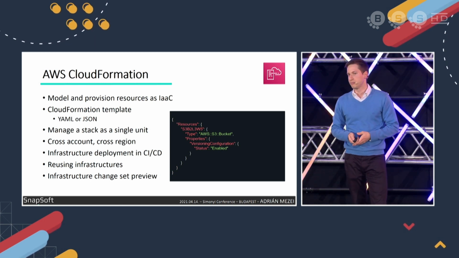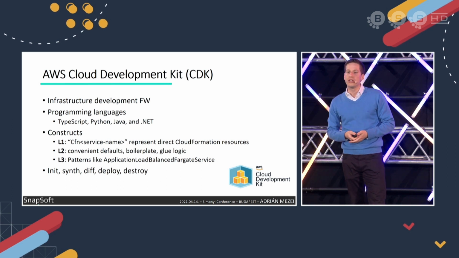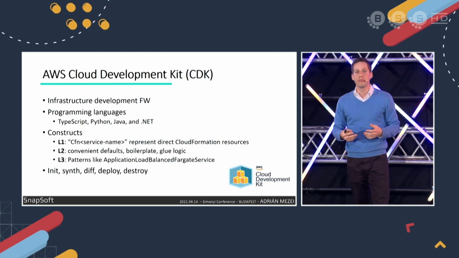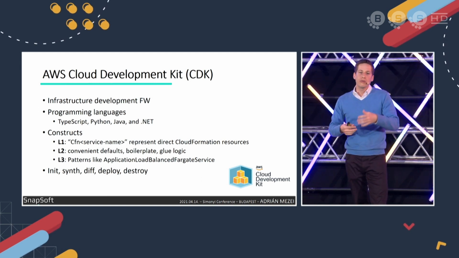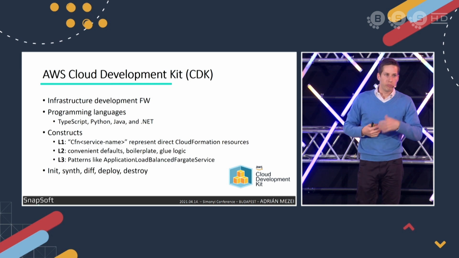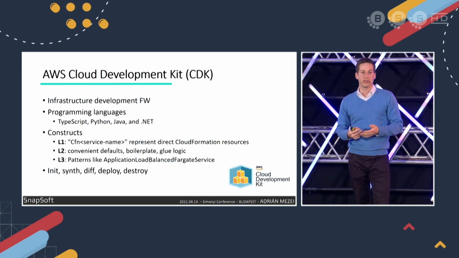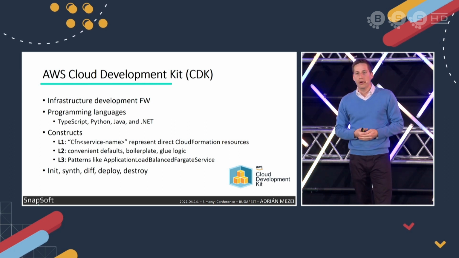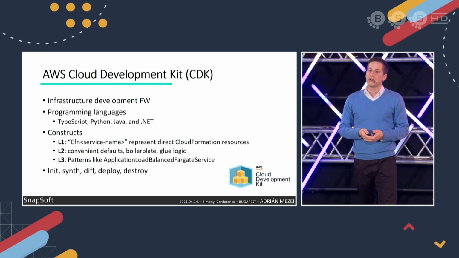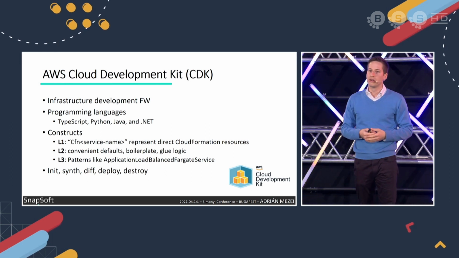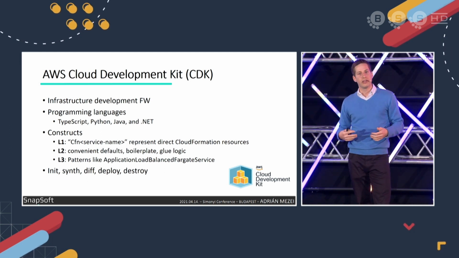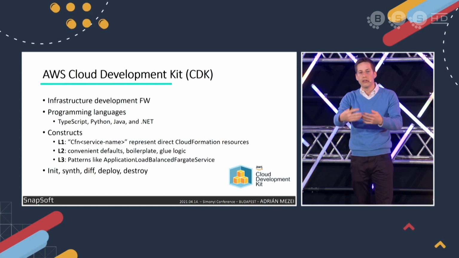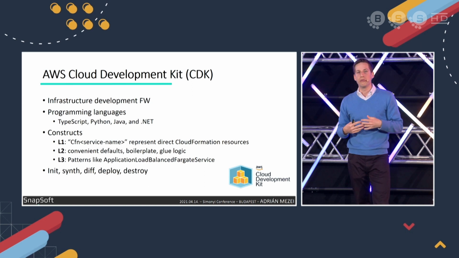This is not a very convenient way to write these CloudFormation templates, so there is a framework built around this. You can write this code in TypeScript, Python, Java, or .NET. You can use the libraries provided by AWS, and you can have certain constructs that you use here. The CLI tool will compile this back to a CloudFormation template, and eventually the CloudFormation template will be used, and that will be deployed.